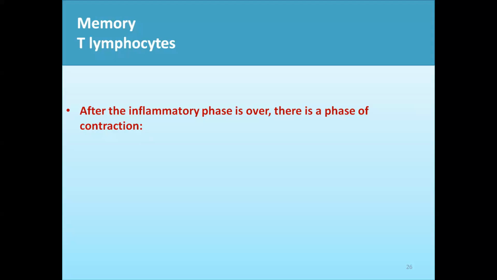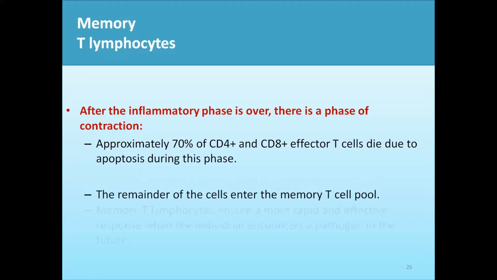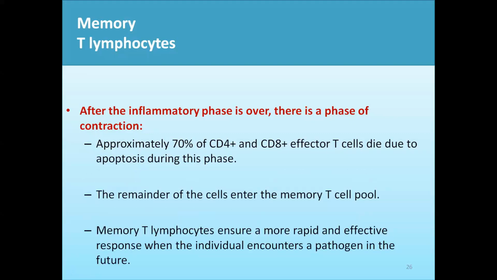After the inflammation phase is over, there is a phase of contraction. Approximately 70% of CD4 positive and CD8 positive effector T cells die due to apoptosis during this phase. The remainder of the cells enter the memory T cell pool. Memory T lymphocytes ensure a more rapid and effective response when the individual encounters a pathogen in the future.